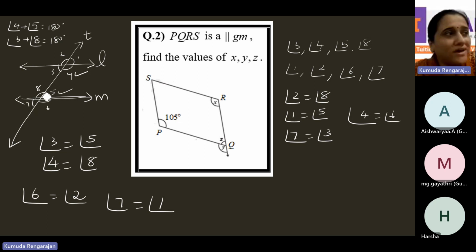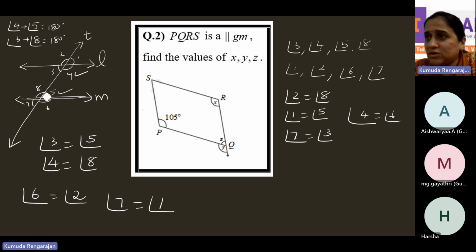Co-interior angles and co-exterior angles are supplementary. They need not be equal. In one case, they will be equal. But the property is that co-interior angles are supplementary. Even when they're equal and supplementary, that is when they're 90, 90, 90. They're supplementary and they'll be equal.